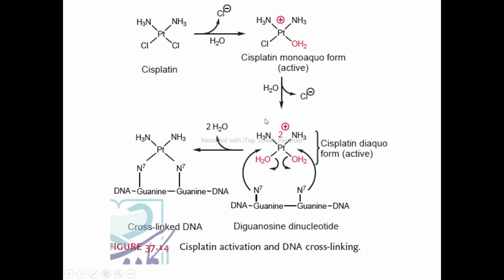Once the highly electrophilic species is formed, then a nucleophilic group, like the N7 of the guanine of the DNA, attacks that electrophile, and thereby the DNA base pairs get alkylated. Right? So this is the mechanism of action of cisplatin.